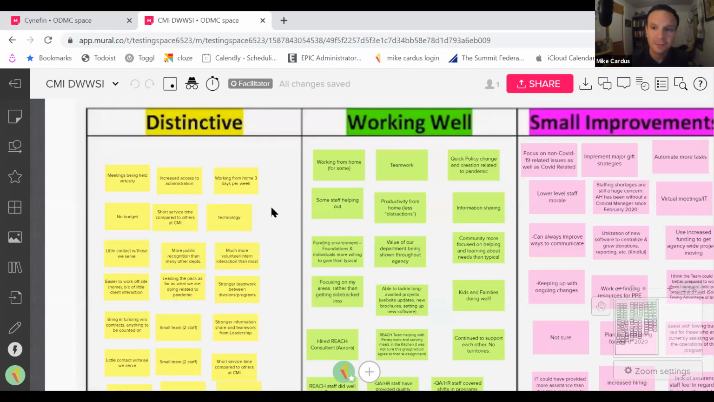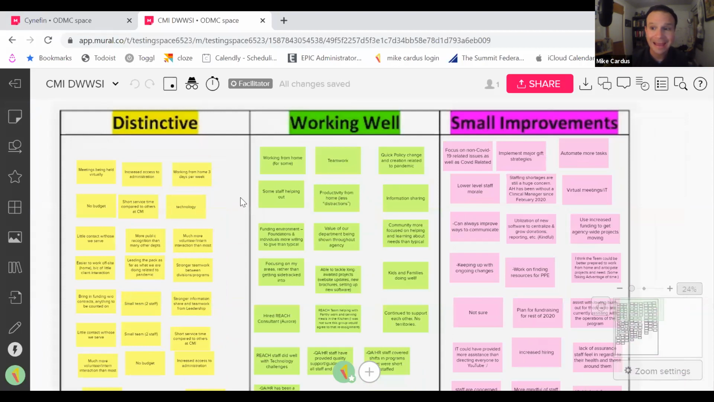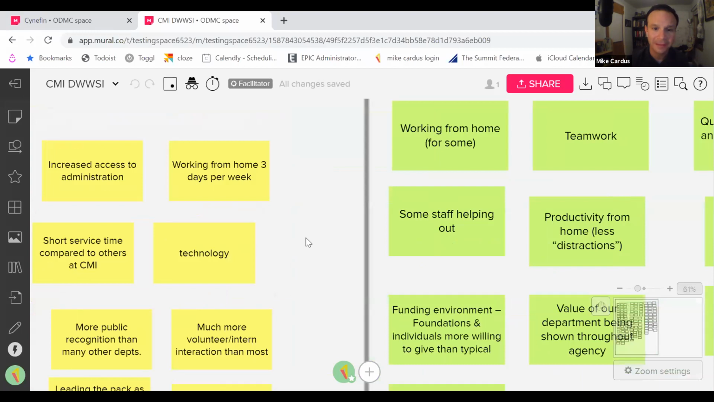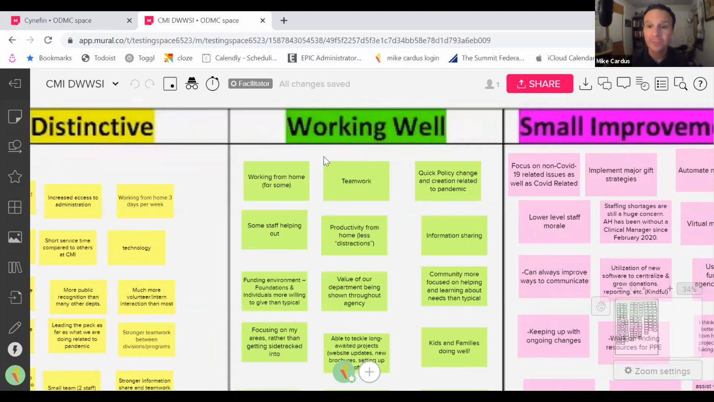So I did this thing called distinctive, working well, small improvements. I had 5 managers. I asked each of the 5 managers to spend 2 weeks and every day simply write down what's distinctive about the work that they did, what was distinctive or different about that day, what was working relatively well about their day, what things can we improve.